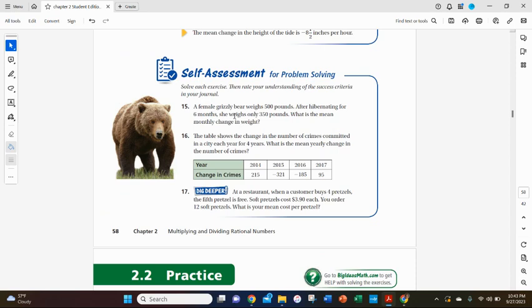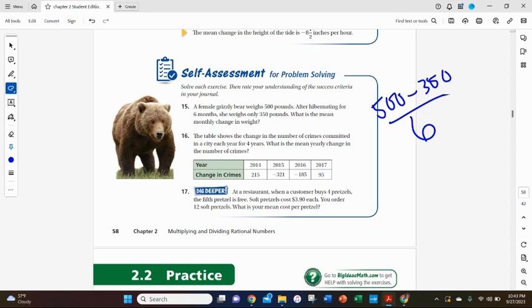So you want a monthly change. Let me get my writing tool up here. Since you're creating a monthly change, you're going to have to divide by 6 because it's over 6 months. The bear weighs 500 pounds, but after that 6 months, it's down to 350 pounds. What is the mean monthly change? So you'd have to take your 500 minus your 350, divided by 6.